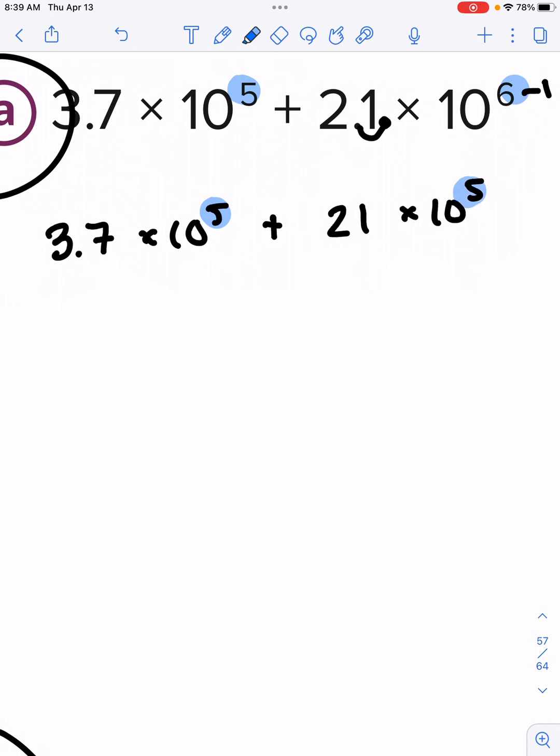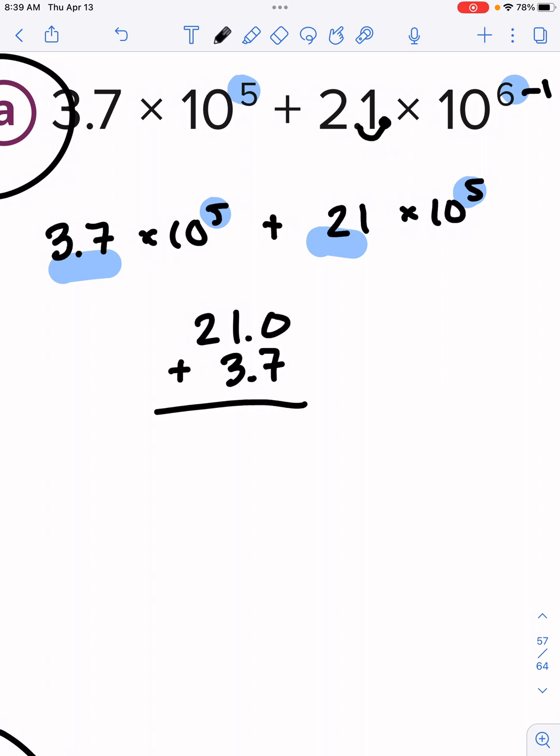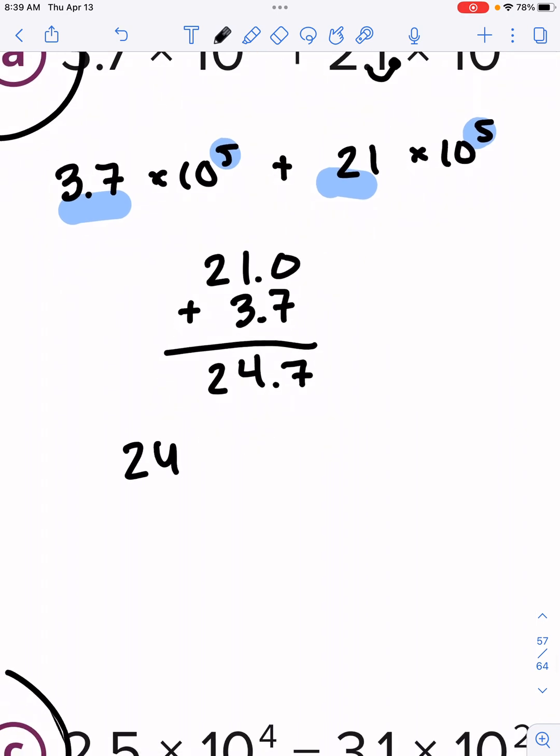Now I just focus on the mantissas. I'm going to add 21 with 3.7. I need to align the decimals here. You could think of the decimal there, you could put a 0 right here. This is 7, this is 4. Let's put the decimal. And this is a 2. So this will be 24.7 times 10. Same exponent, I don't do anything with it. I don't add the 5s. This is just a 5. Our answer.